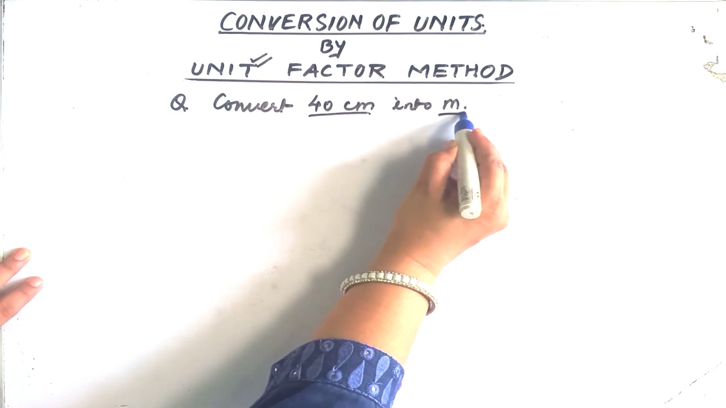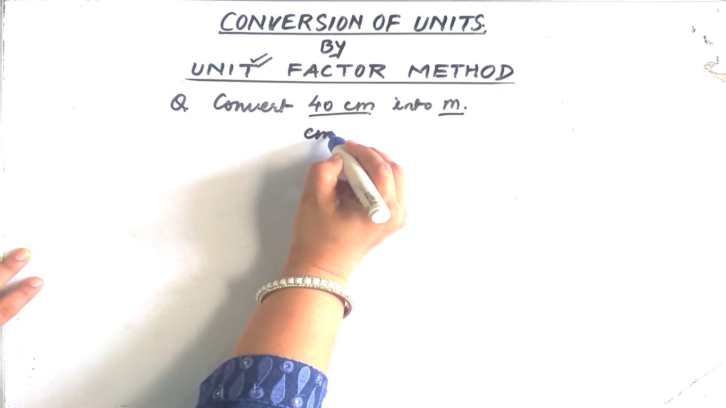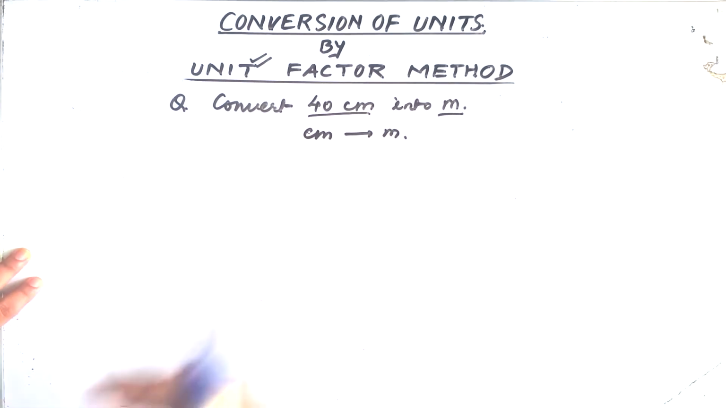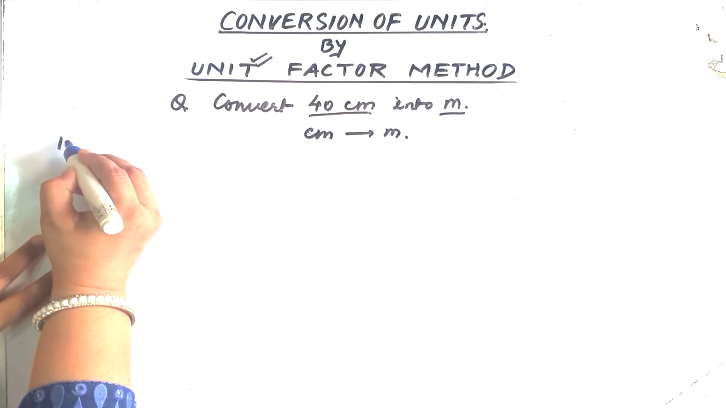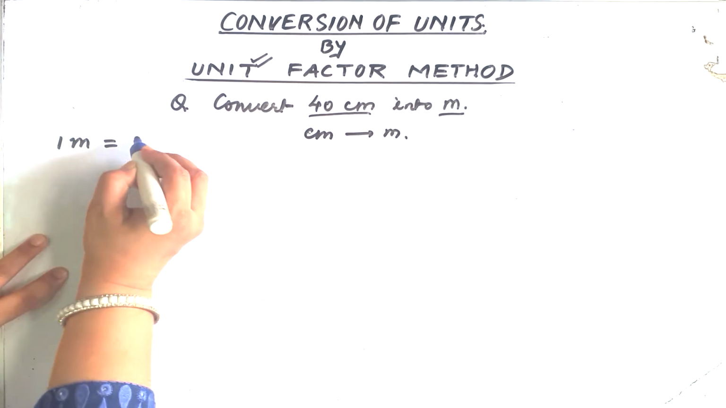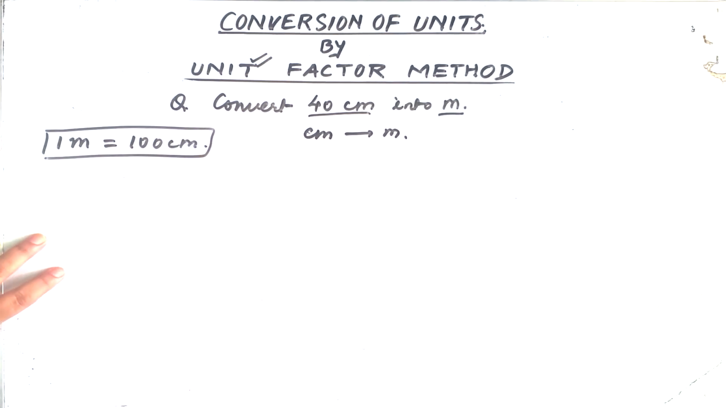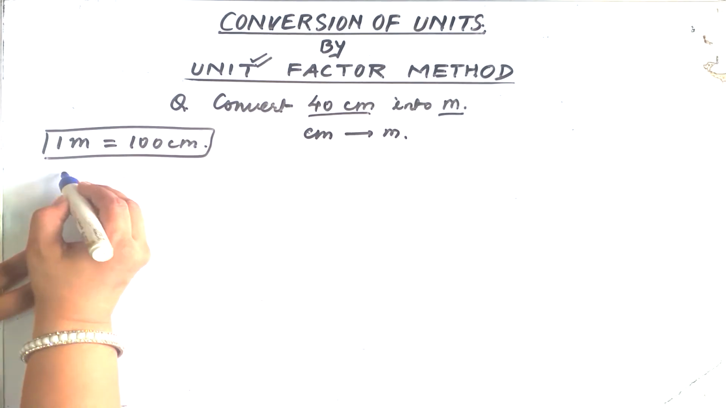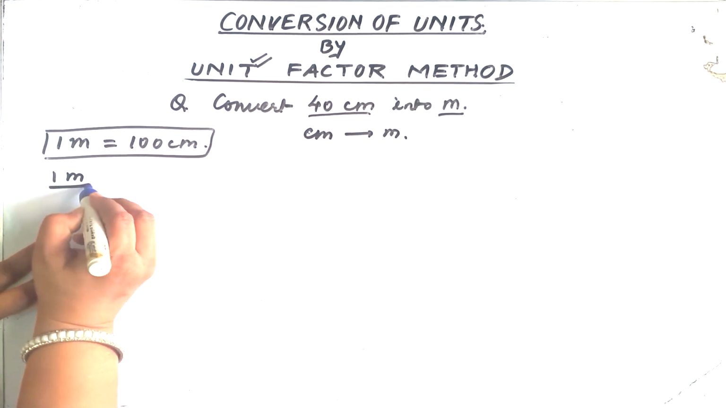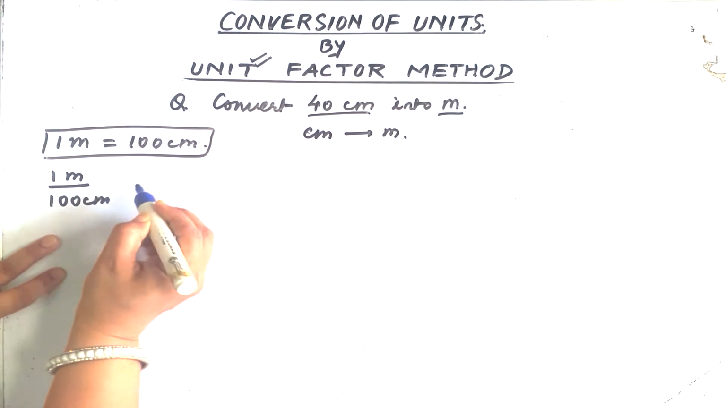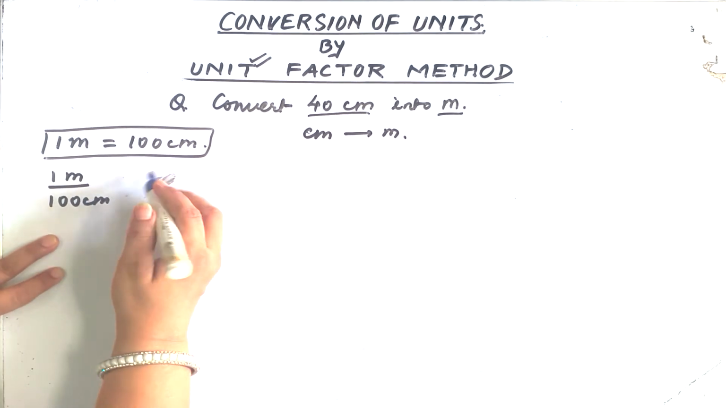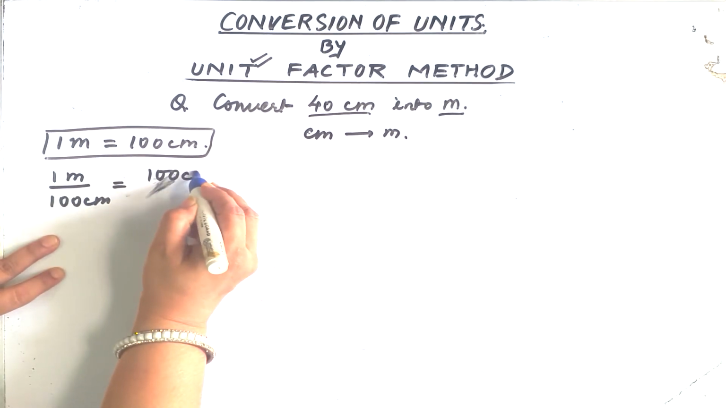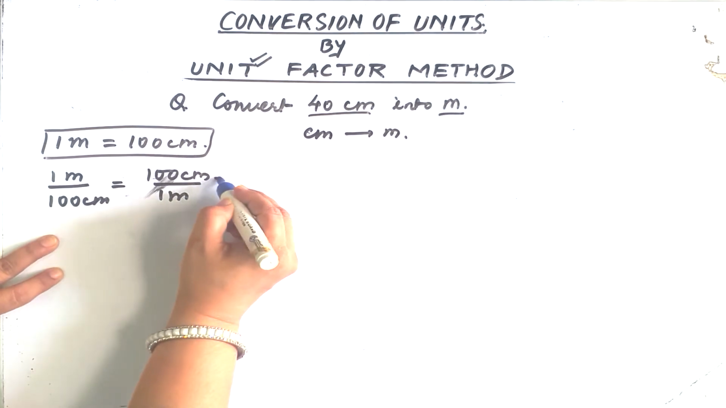Now the first thing to observe is, what is our purpose? Which unit is converting into what? We are converting centimeter into meter here. So first of all you should write down the relation: 1 meter equals 100 centimeter, and convert it into a conversion factor, that is 1 meter divided by 100 centimeter, or 100 centimeter upon 1 meter, which is equal to 1.